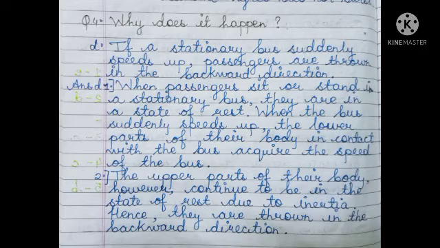The upper parts of their body are in rest position, but the lower parts of their body are in contact with the bus. So, as soon as the bus acquires speed, they are thrown in the backward direction. This is all due to inertia.